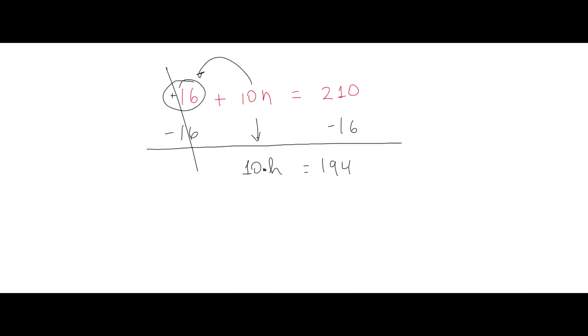In order to cancel the 10 that is multiplying the variable h, the opposite of multiplication will be division. So let's divide both sides by the number 10. 10 divided by 10 is going to cancel out. You're going to bring down your variable h and then divide 194 by 10. So you're going to have 19.4. This is going to be the value for the variable h.